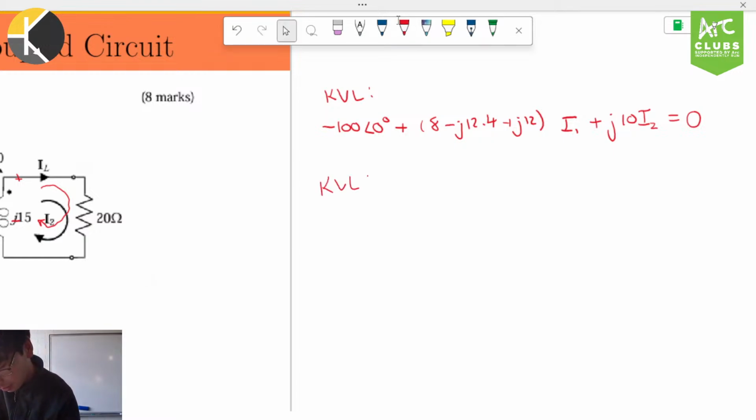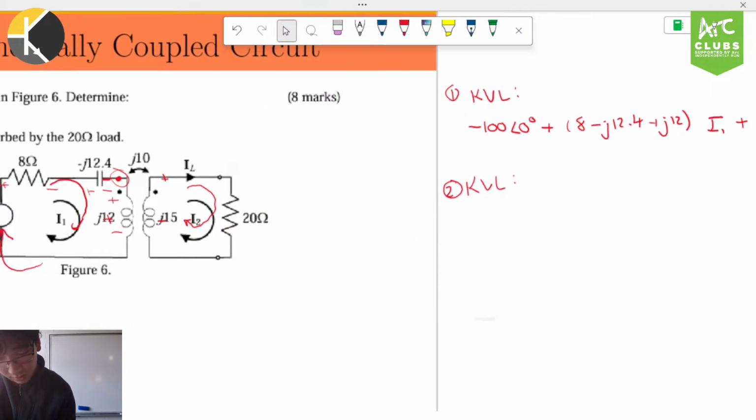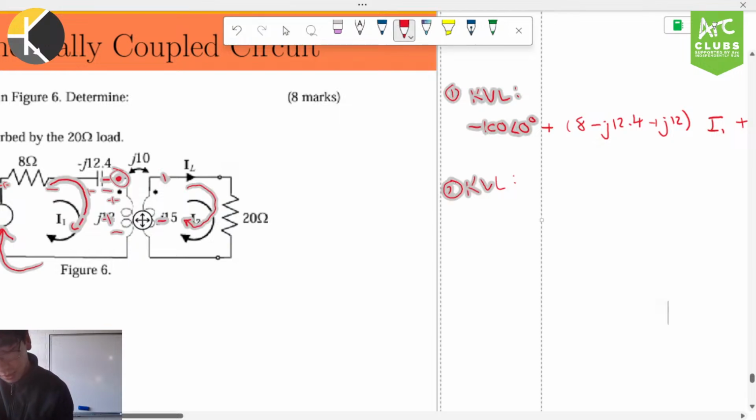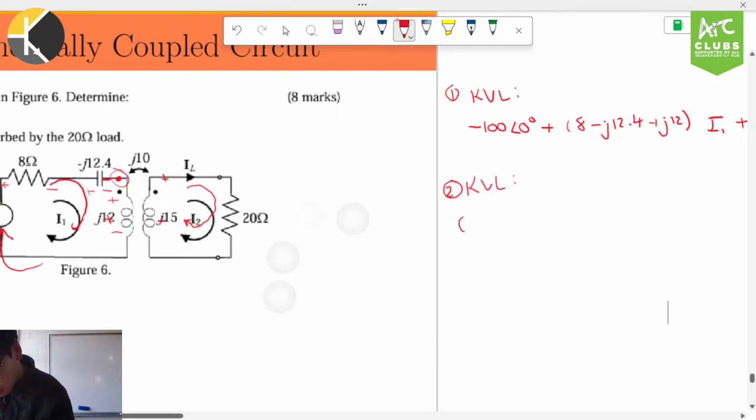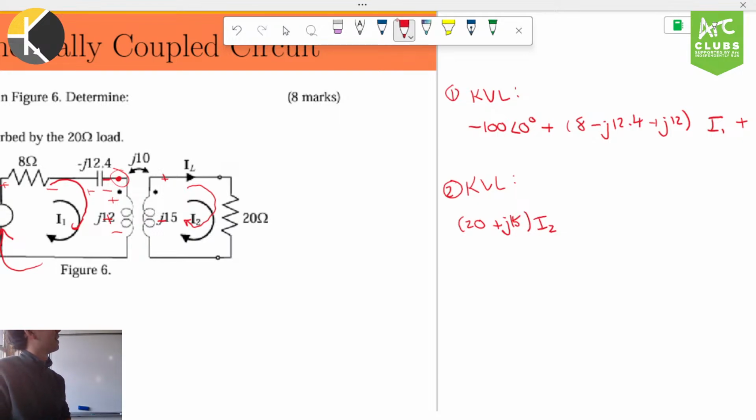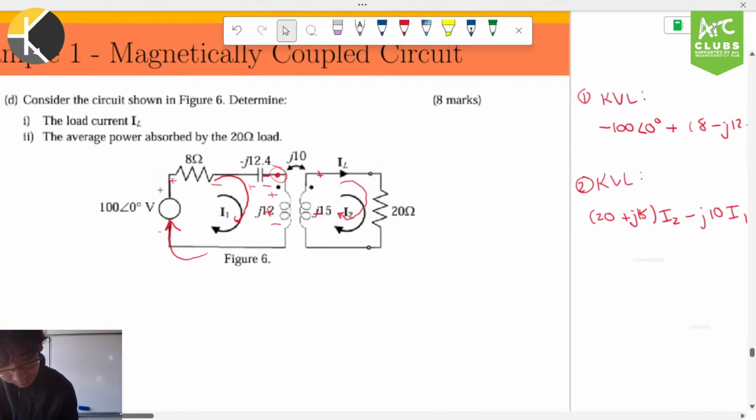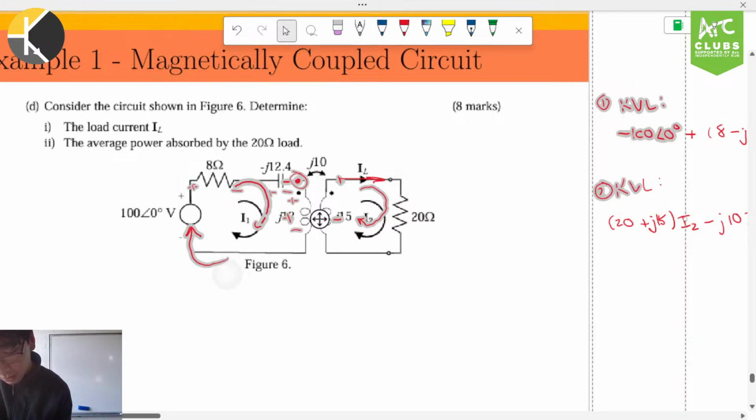Repeating that for the other mesh. The second mesh is a lot simpler. We have the current flowing into the 20 ohm, the J15, multiplied by I2, and then again we have this current flowing into the negative terminal of the mutual inductance, so that's going to give us minus J10 I1. Cool. So it's asking us to find the load current IL, which is equivalent to our I2.